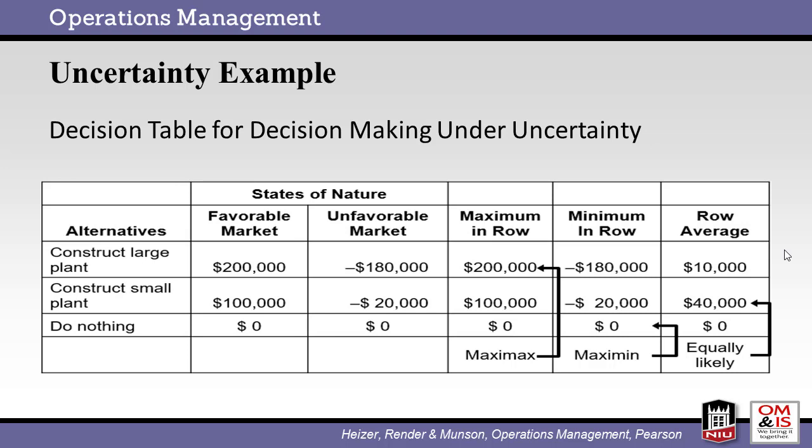Selecting the maximax, we get $200,000 for the first alternative. Selecting the maximin, we get $0 for the do-nothing alternative. Finally, we find that the equally likely value is $40,000 for the small plant alternative. You've now seen the worst case and best case alternatives. Based upon this analysis, what alternative would you choose?